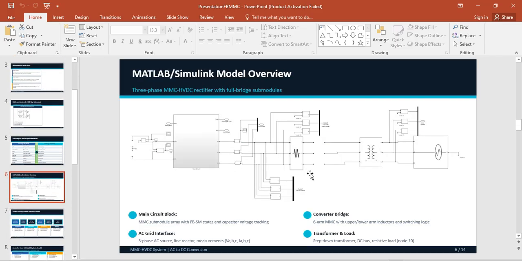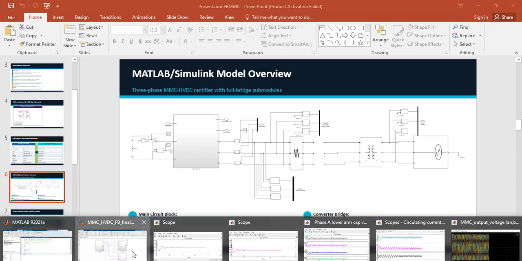So this is a typical model that we have, right? Here a grid is connected, then there is a transformer, and after that transformer we have some RL, the inductance of the line, and then we have the full bridge based MMC, and finally you can see that there is a load connected. Okay, so I can show you the Simulink model.